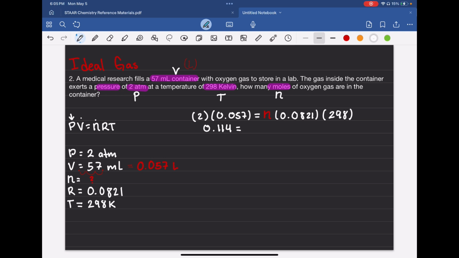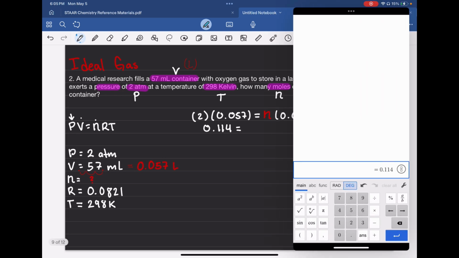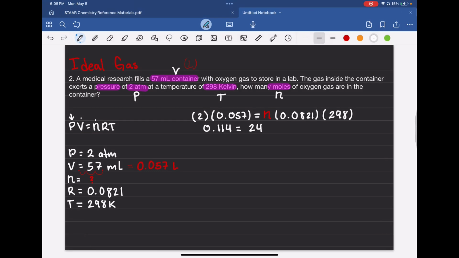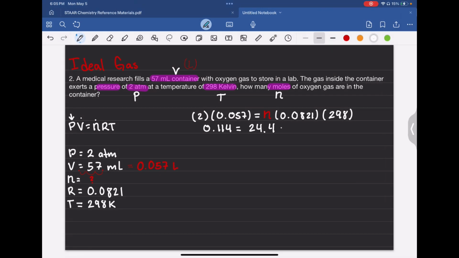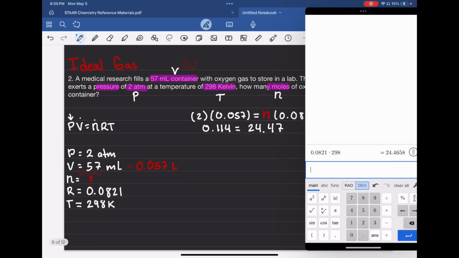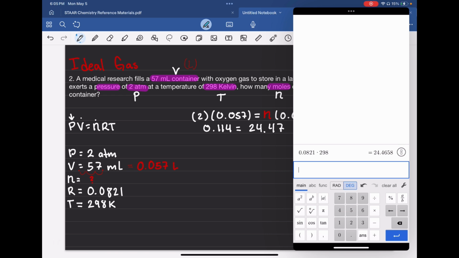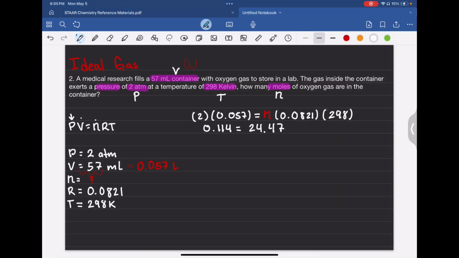And now we're going to multiply 0.0821 times 298, which equals 24.46. We're going to round up to 24.47, right? Because it's 24.465, so we're rounding up that 6 to a 7. All right, times our N.